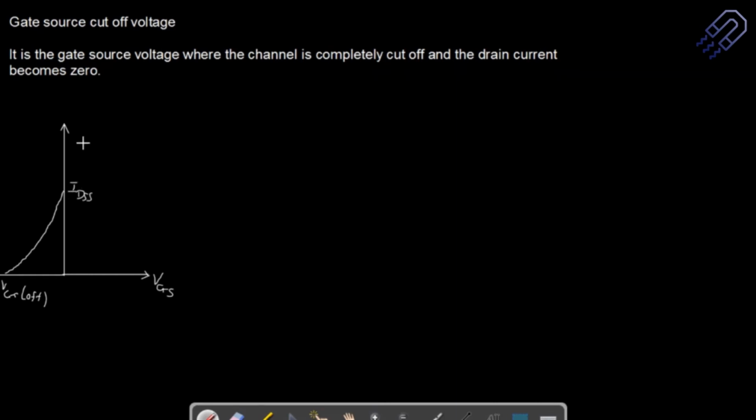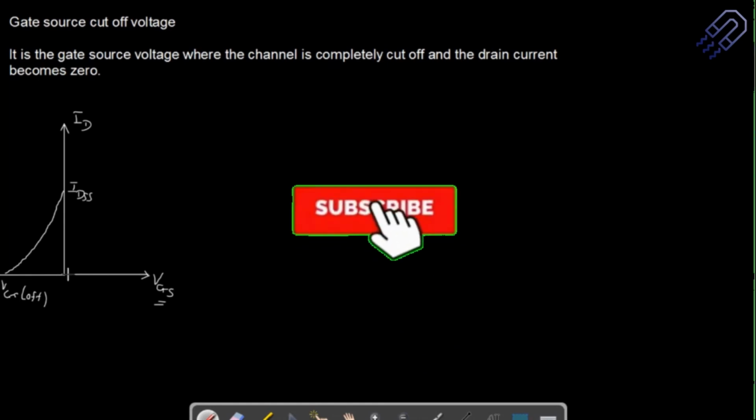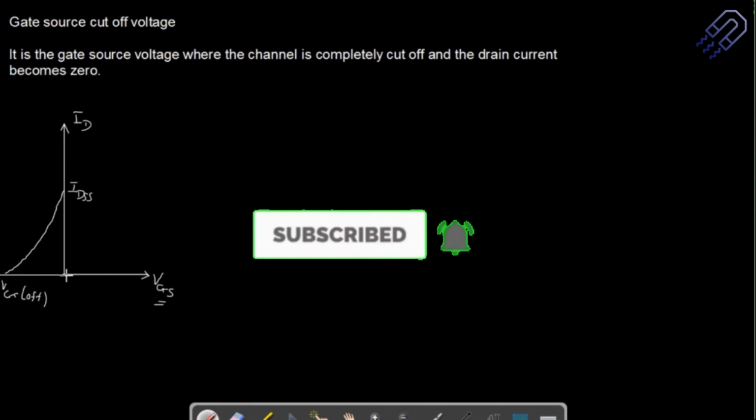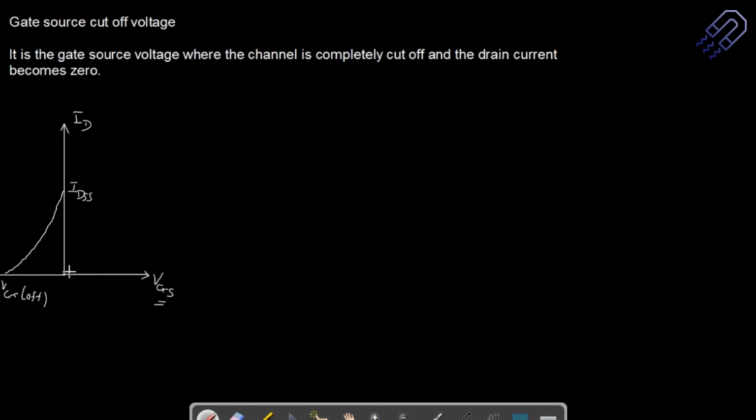with a numerical problem. We're just going to do a numerical problem, and probably this is going to be more clear. So this is the gate source voltage that we have, where the channel is completely cut off and the drain current becomes zero. Completely cut off means none of the current passes through. Usually this is comparable to the pinch off voltage.